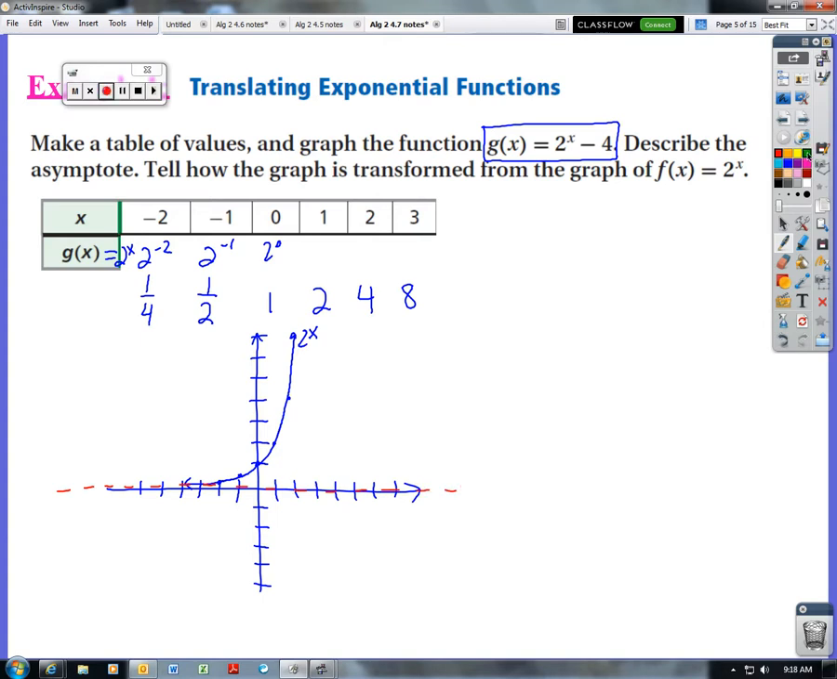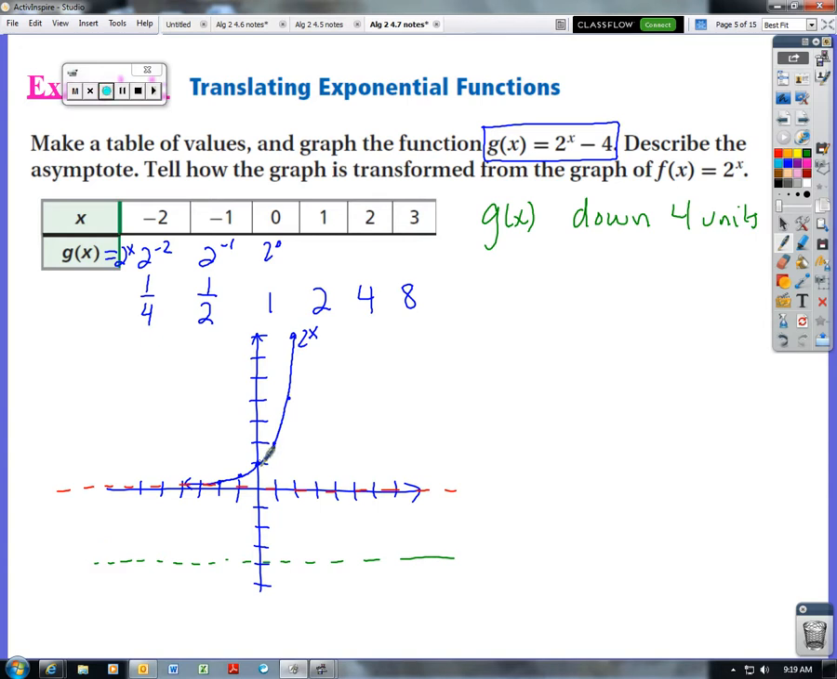And then in a different color, I'm going to transform the 2 to the x. So I look at my g of x, and it's minus 4 outside the function, so that's going to be an up or down, and it's going to be down 4 units. So I am simply going to go to my graph, and I'm going to move every single point down 4 units. First let's move the asymptote down 4. 1, 2, 3, 4. Please move your asymptotes. Show your asymptotes and move them if they need to be moved.